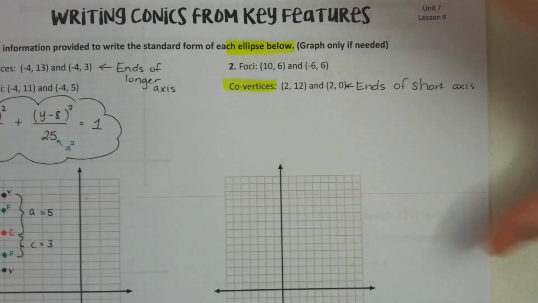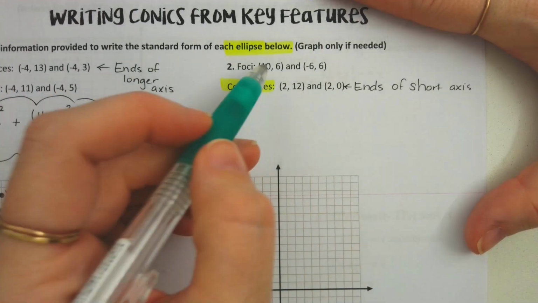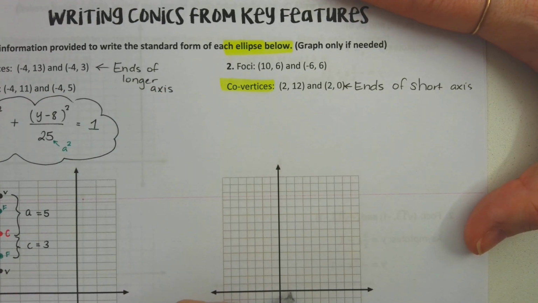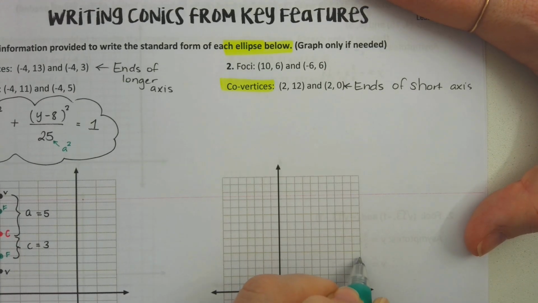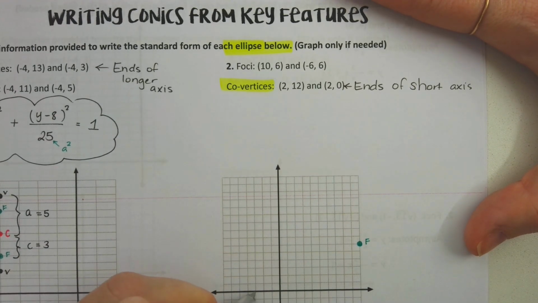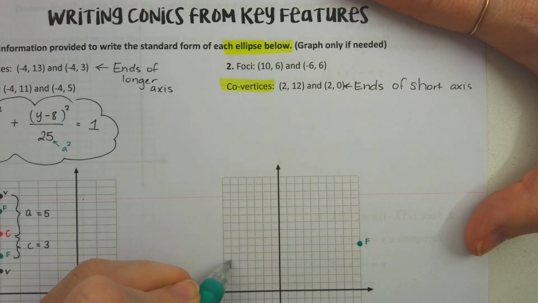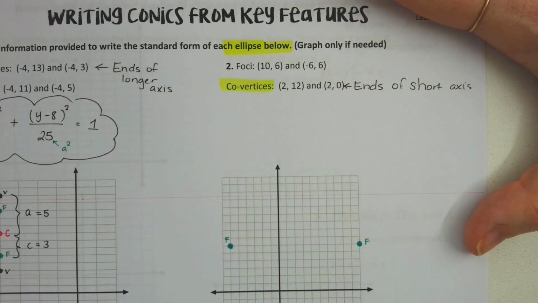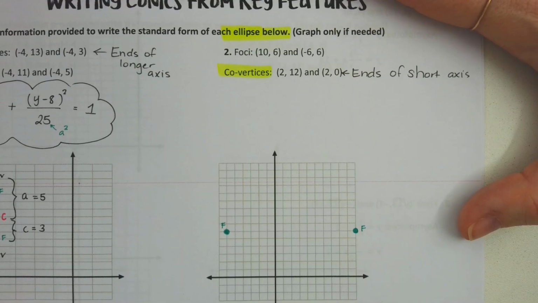Okay, plotting the foci first, we have 1 at 10, 6. 1, 2, 3, 4, 5, 6, 7, 8. It's 10 all the way to the right. 1, 2, 3, 4, 5, 6, 7, 8, 9, 10. Yep. 1, 2, 3, 4, 5, 6. There's one focus. And then negative 6, 6. 1, 2, 3, 4, 5, 6. Hardest part about this is basic counting.